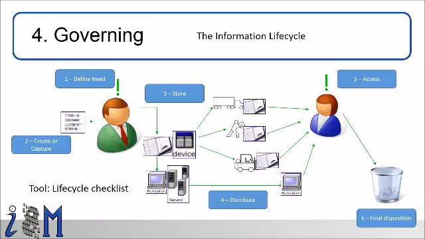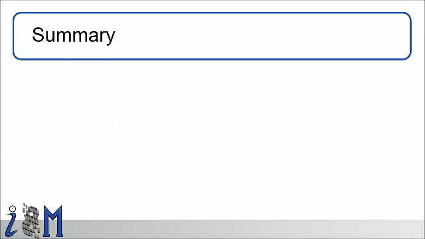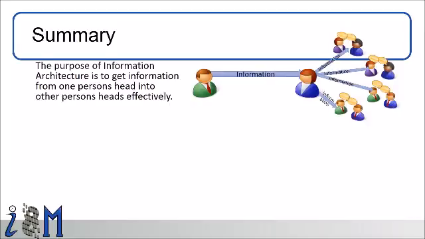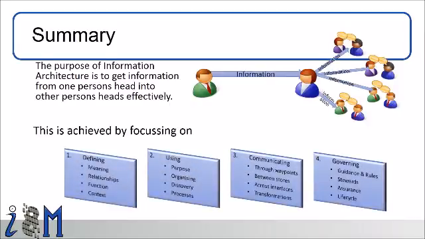The principal tool for the information lifecycle is a checklist, and this would typically be done by attitudes of risk and aspects of control. So, in summary, the purpose of information architecture is to get information into different people's heads, and we can achieve this by focusing on these 4 areas.